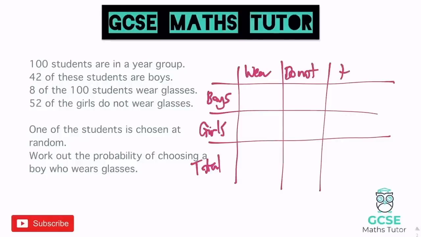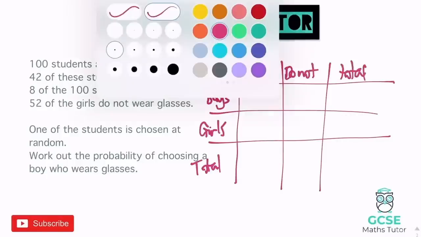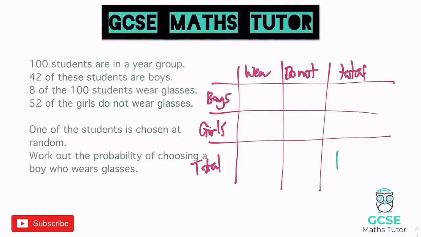And again, we've got a total here. So all I'm going to do is put the numbers within the question. We've got 100 students in the year group. 42 of them are boys. 8 out of 100 students wear glasses. So 8 students here wear glasses. And 52 of the girls do not wear glasses. So 52 just here. Now that's everything in the question. We've just got to fill in all the missing numbers now.